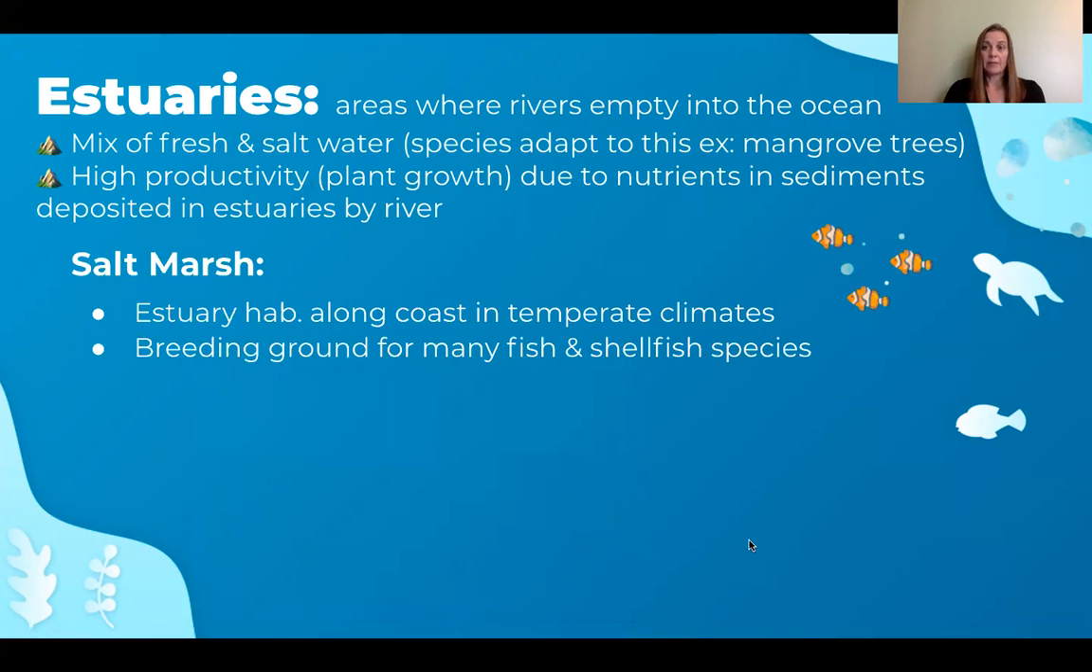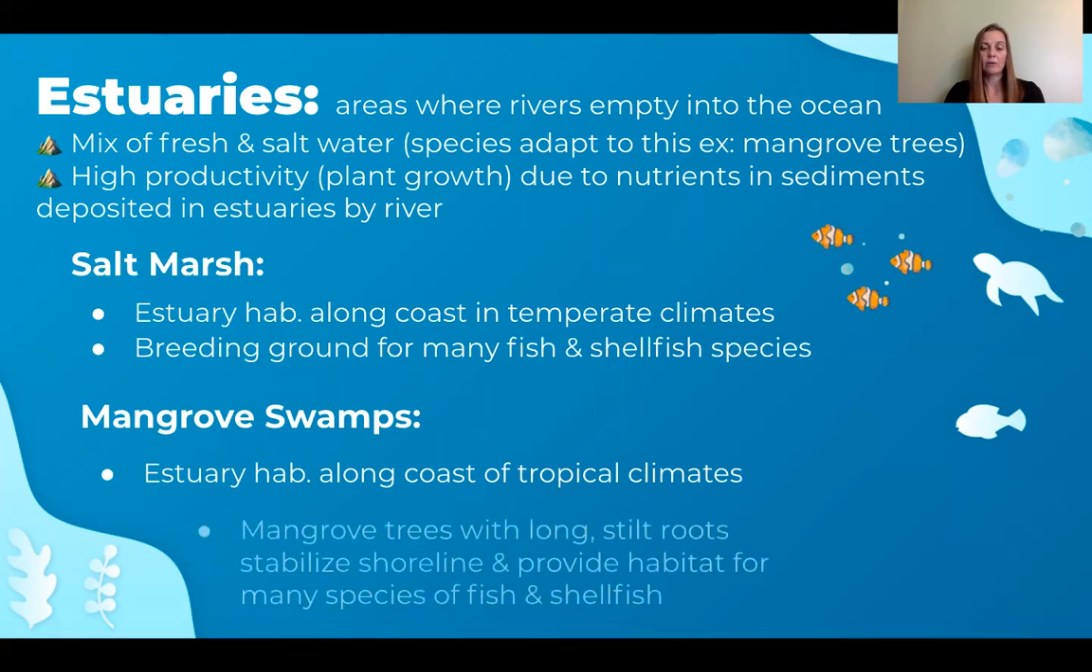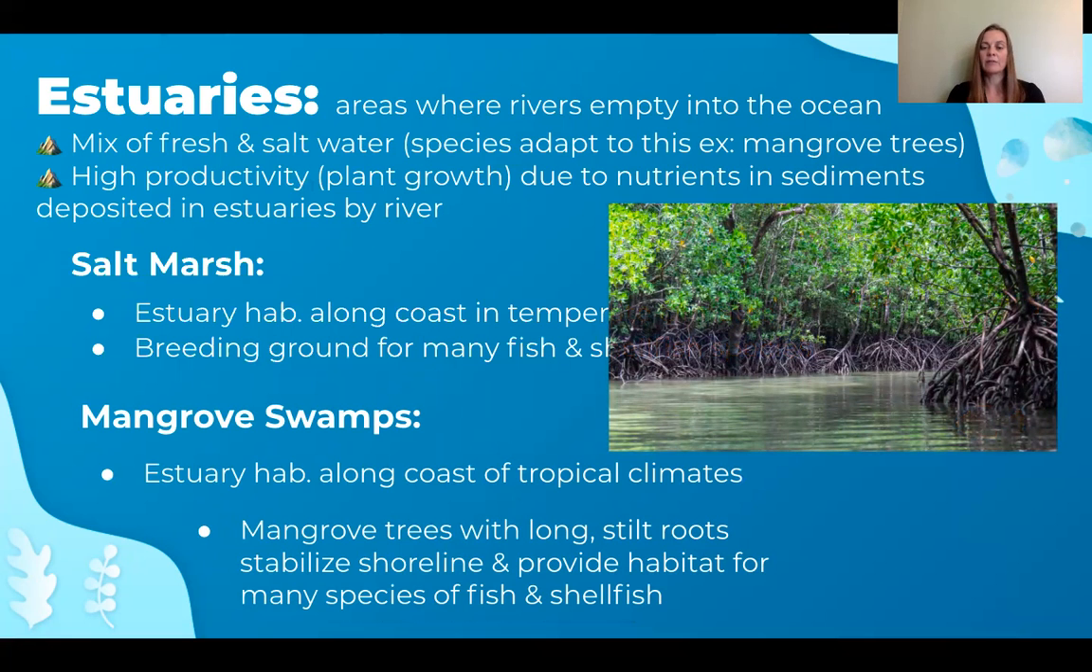We're in a temperate climate. Going farther south into a tropical climate, along the coast of tropical climates, we tend to get mangrove swamps. The mangrove is a tree which has long stilt-like roots, and those roots stabilize the shoreline. They provide habitat for lots of species of fish and shellfish. You can see how, as the roots come down into the water, there are lots of little hiding places and nooks and crannies for the animals, but these roots also help to stabilize the shoreline.